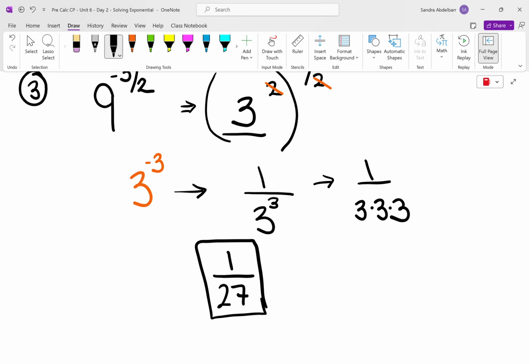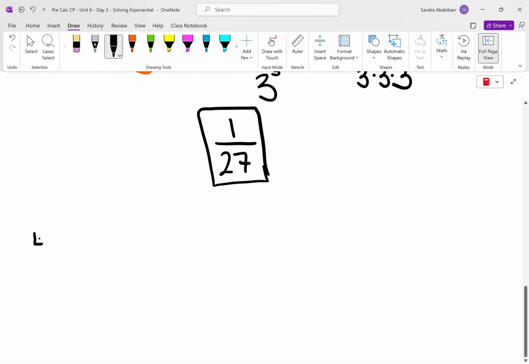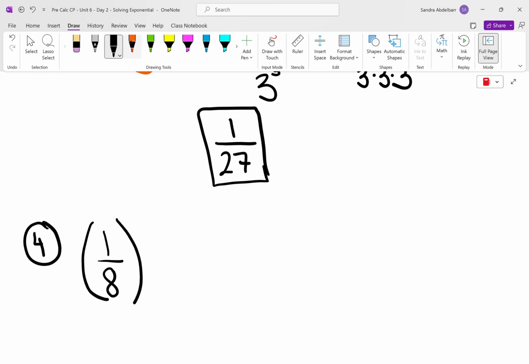Okay, I'm going to have you try this one on your own. Oh, actually, I think I need to do this one with you. All right, so here we have 1/8 raised to the 2/3 power. If you have a fraction with 1 in the numerator, what I want you to do is change to a negative exponent.